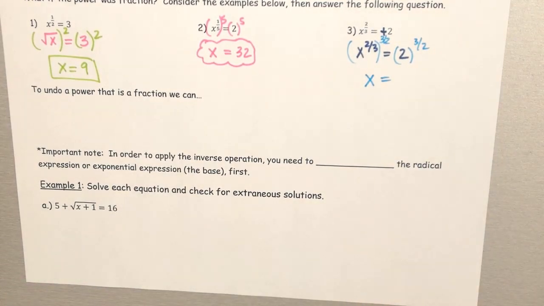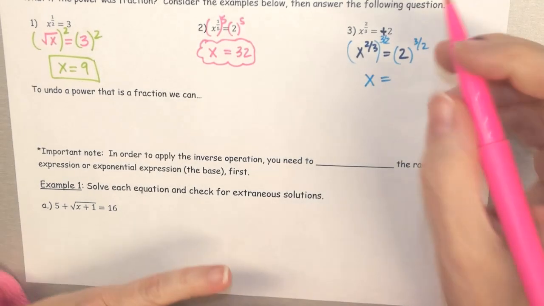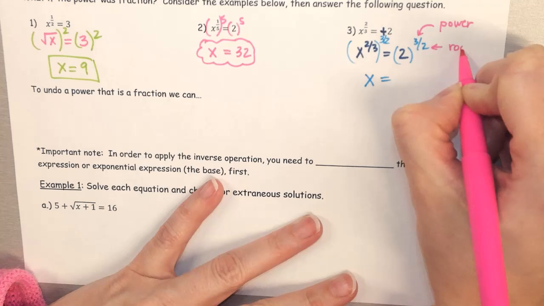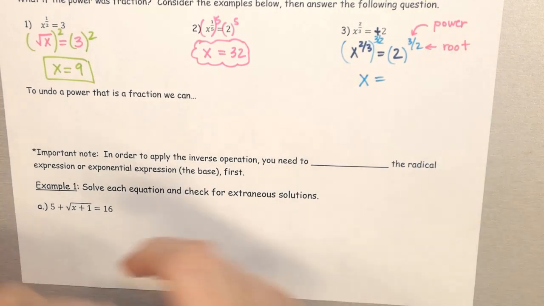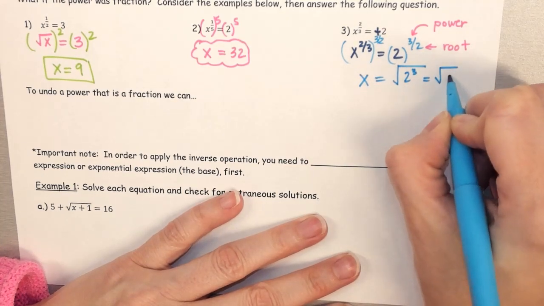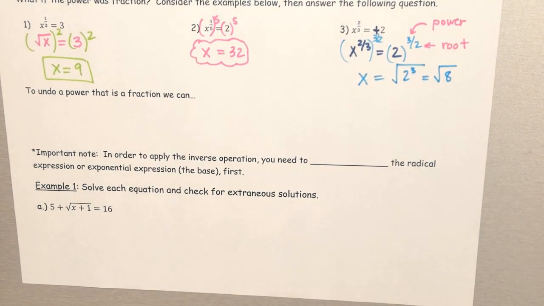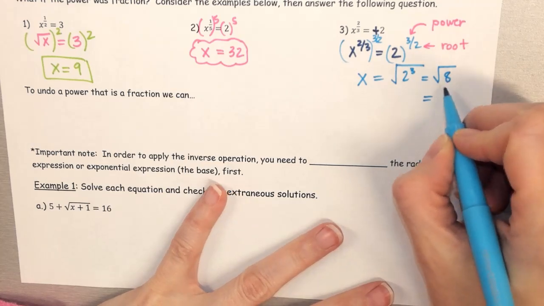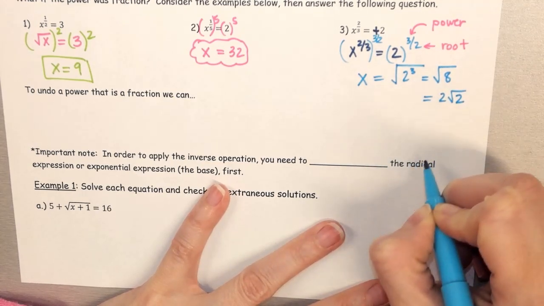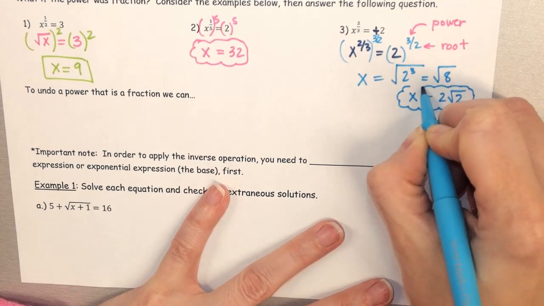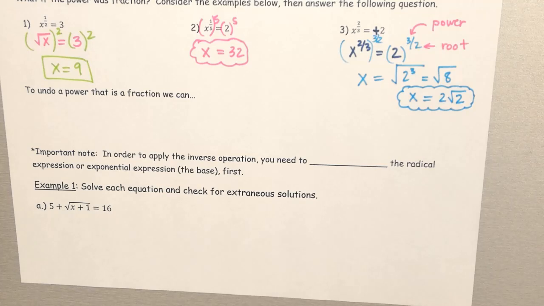Now we can use our power rules, right? If it's on top, it's the power. If it's in the denominator, it's the root. So this would be the square root of 2 to the 3rd, which is the square root of 8. And what's the perfect square in 8? 4. 4 times 2. Yep. And so with this one, it will just be your 2 root.